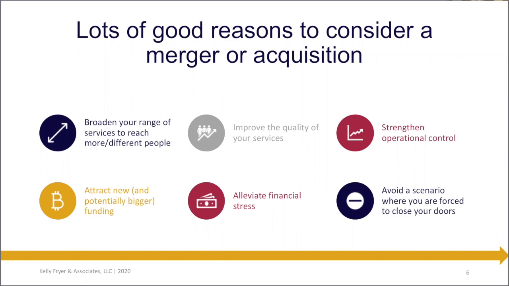It can be a way to attract new and potentially bigger sources of funding. The truth is that organizations that have a budget of, say, $300,000 a year qualify for different kinds of grants than organizations that have a $1 million or $5 million or $25 million budget. So this can position you to qualify for more funding.